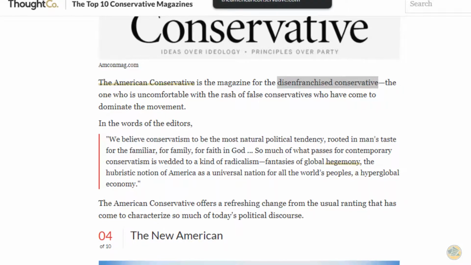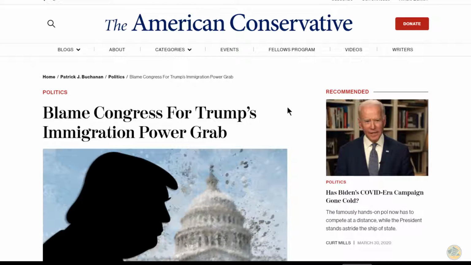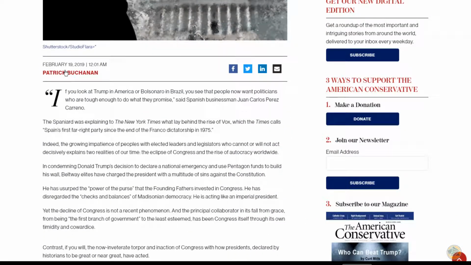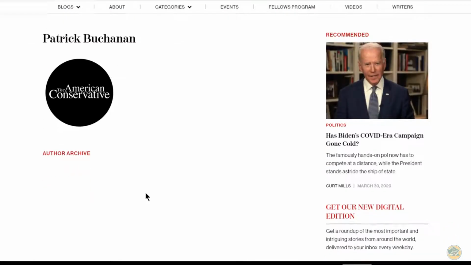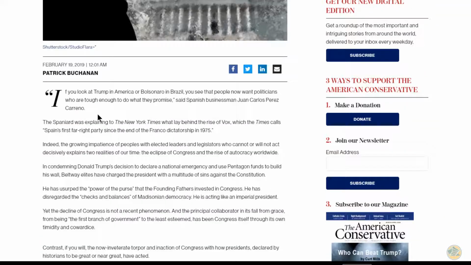Now, when I take a look at one of their articles on immigration, here we are at the American Conservative website. This article is Blame Congress for Trump's Immigration Power Grab. All right, we have our date, which is February 19th, 2019, and our author. We can click on the author's name and find out more about her and what else she's written in her archive. Going back to our article, we're going to take a look at the opening statement.